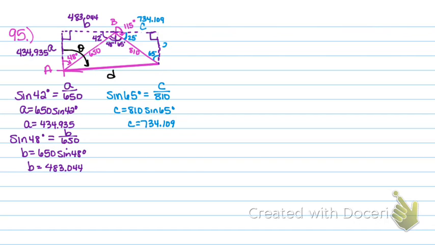I'm gonna label this side E, since side D is the one I'm looking for. I'm gonna use that 25 degrees. So sine of 25 degrees is equal to side E over 810. So we found side E was 342.321.